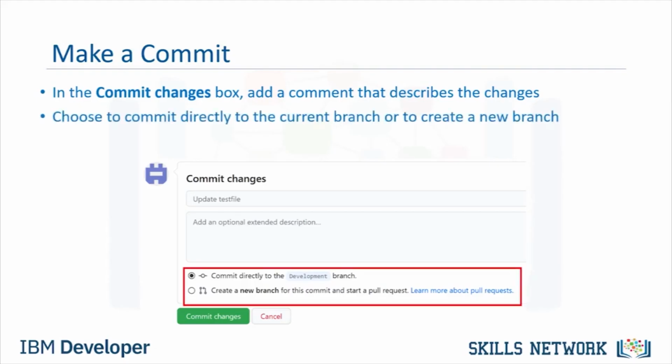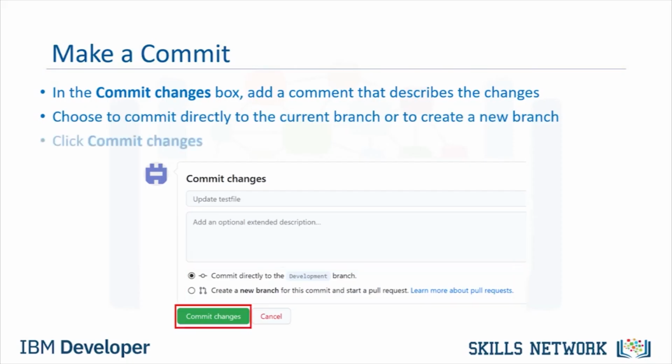The developer can choose to commit to the current branch or create a new branch. Some best practices. Don't end the commit message with a period. Keep commit messages under 50 characters. Use the extended window for the details. Always write in an active voice.